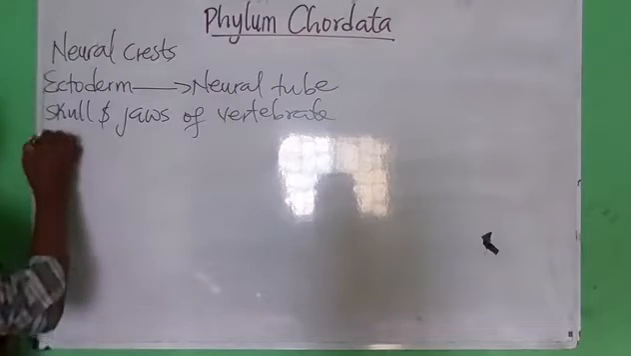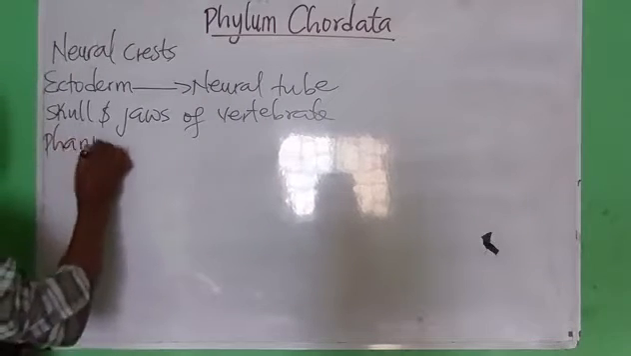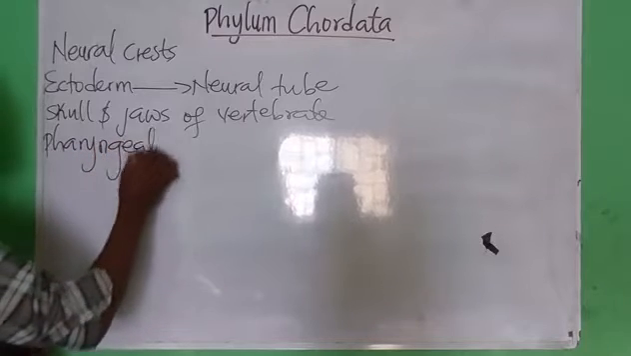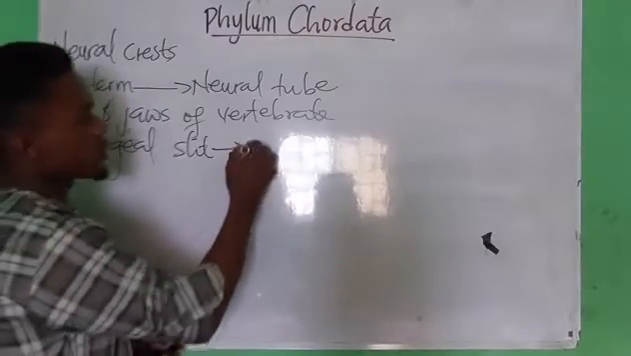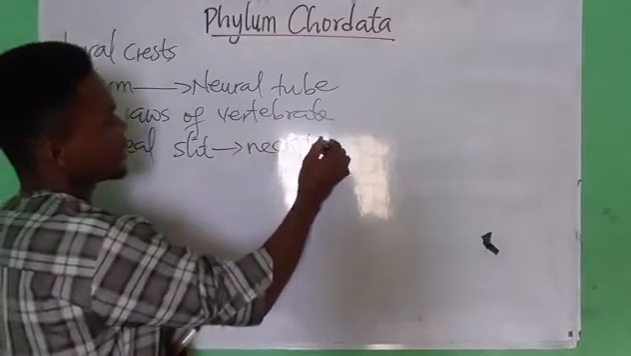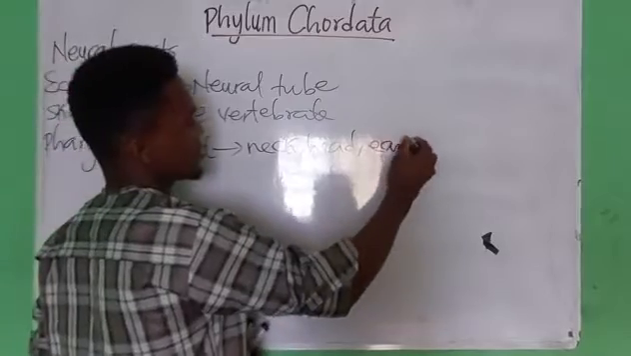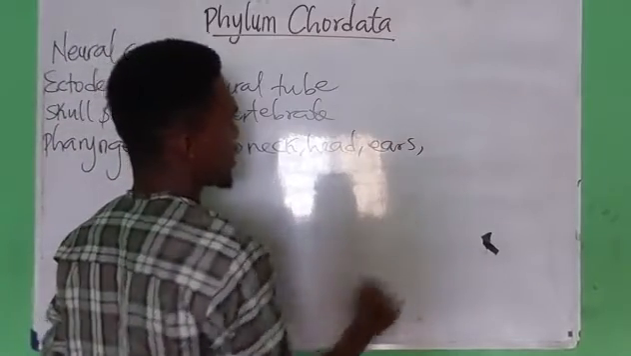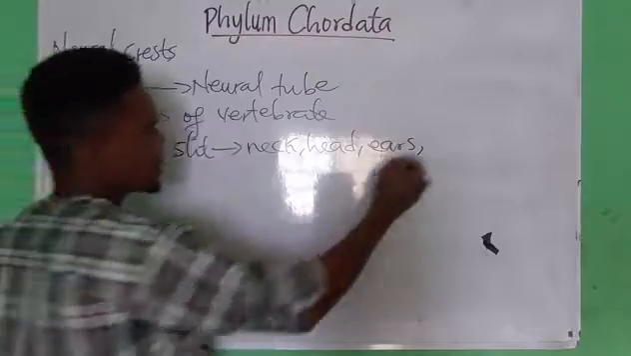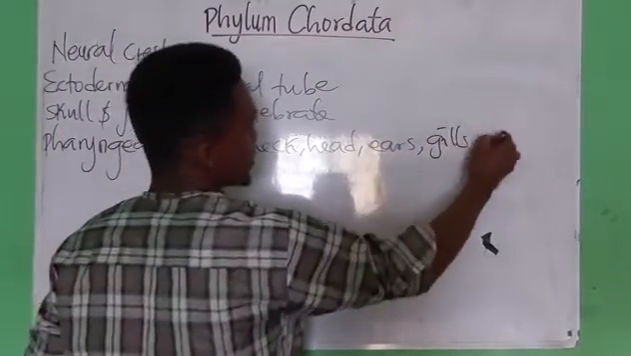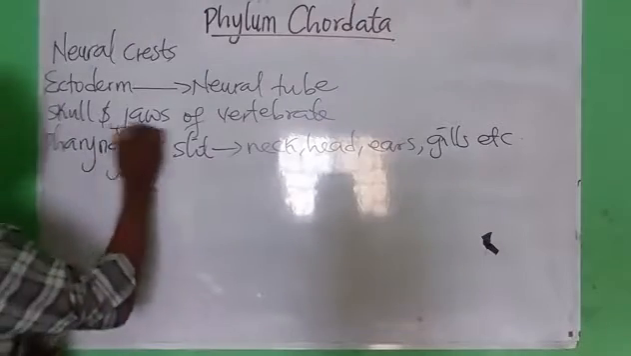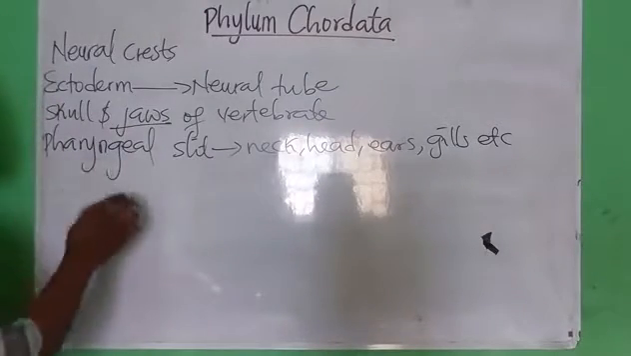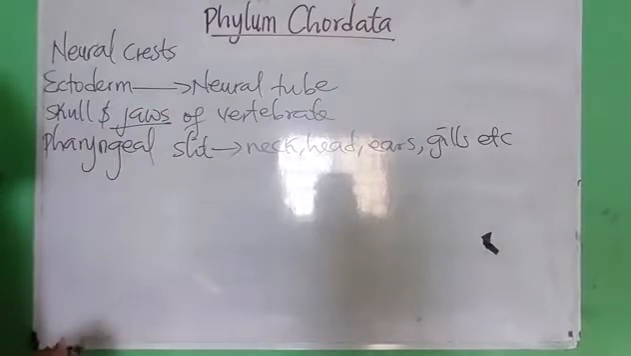Now, you also have the pharyngeal slits. I told us in our previous class that the pharyngeal slits give rise to certain structures like the neck, head, ears, and of course gills, etc.